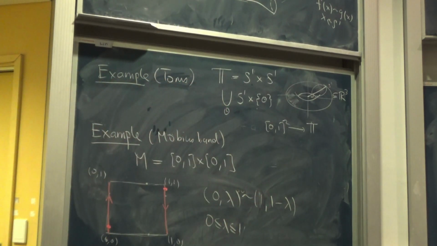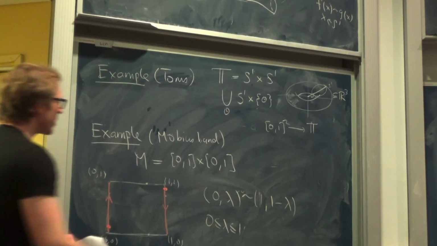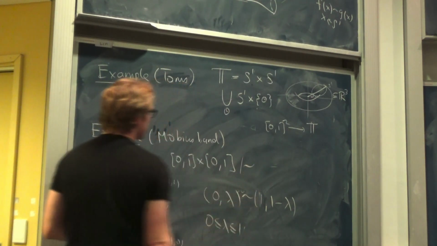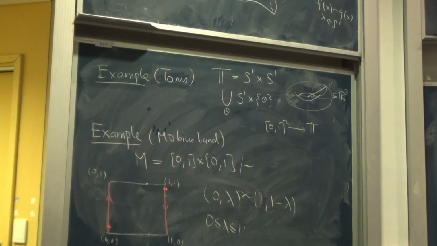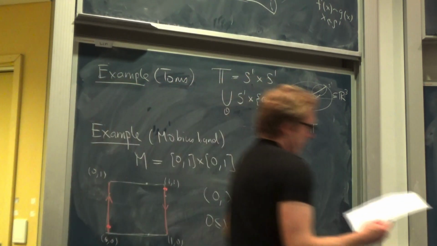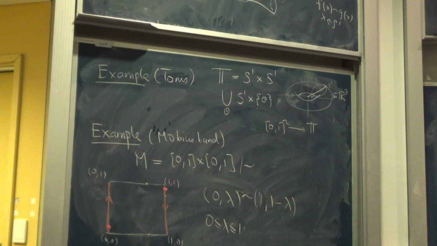Okay, so that's a generating set of pairs for an equivalence relation, and M, the Mobius band, is [0,1] squared mod that equivalence relation. And, well, there's a picture in the notes. I won't embarrass myself by trying to get it correct on the board right now. You know the story, right? It's twist and put. Okay, so that's an interesting example of a surface. All right, so those are a few examples.